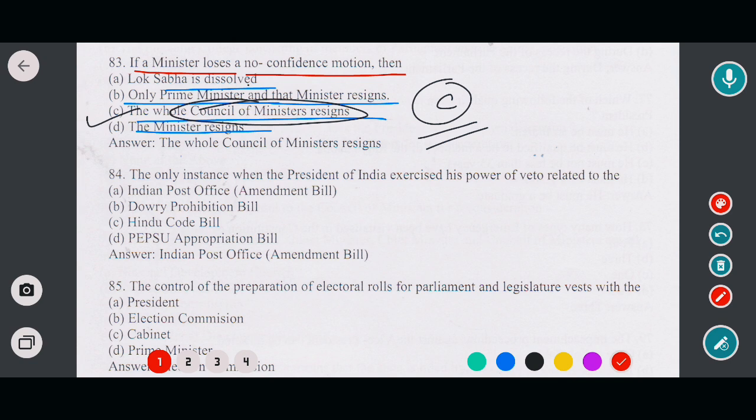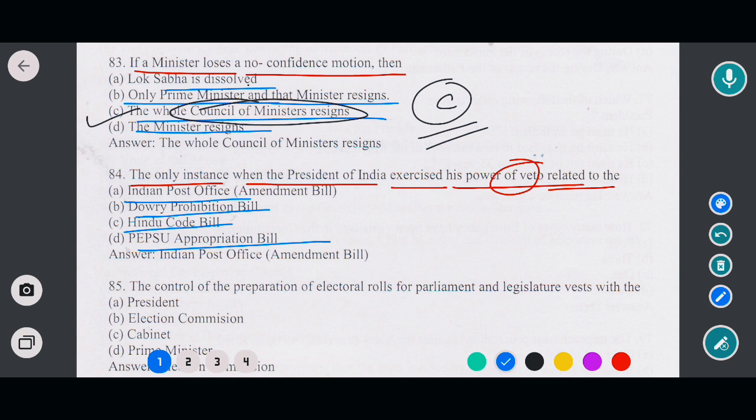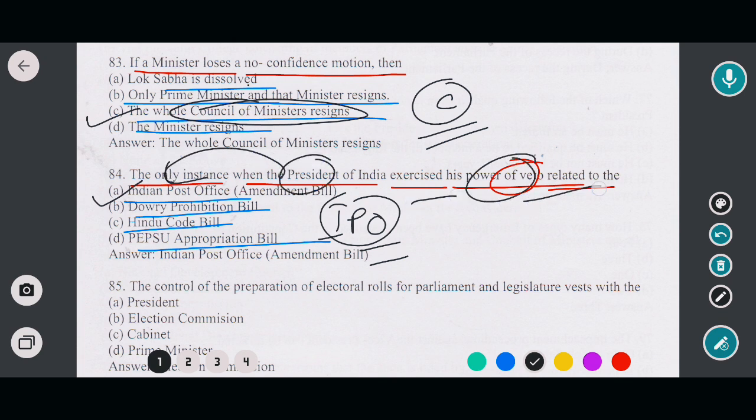Now moving to next question. Next question is, the only instance when the President of India exercised his power of veto related to which of the following? Options are Indian Post Office Bill, Dowry Prohibition Bill, Hindu Code Bill, and PEPSU Appropriation Bill. So the correct option would be option A, that is Indian Post Office. In the Indian Post Office Amendment Bill, the President for the first time exercised his veto power. Okay, so in this case, option A would be the correct answer. So now moving to next question.